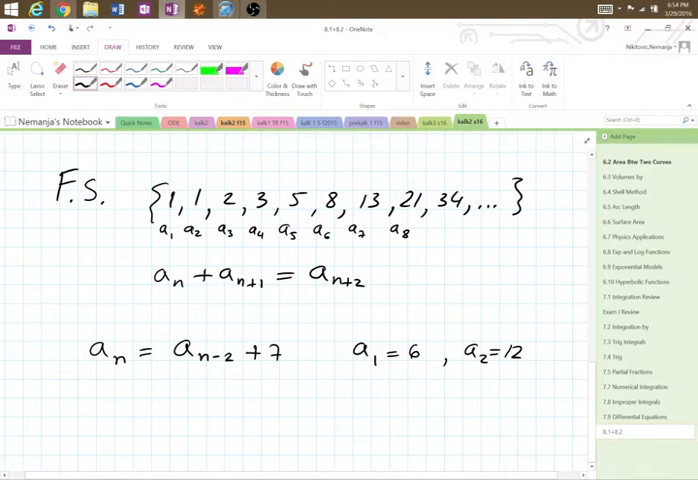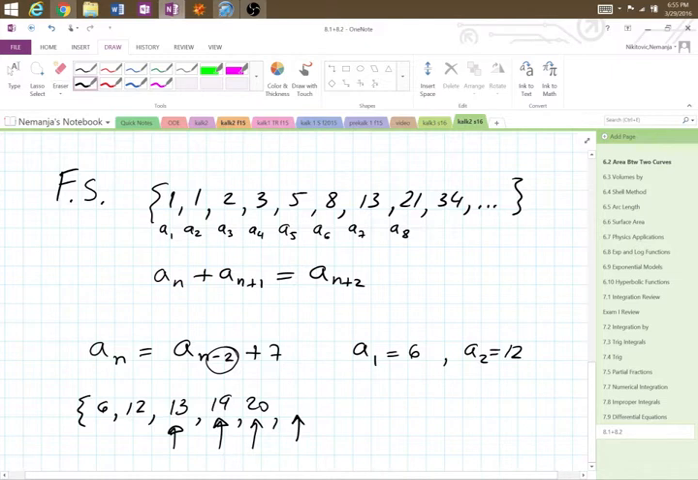Let's see how this works. So if I have my sequence now, it starts at, well, I gave you the 6 and 12. Those are the first two. And now what do you do? For an, you have to go two terms back. So now you're here, right? This is the next one. So you have to go two terms before, which is 6, and add 7 to it. So this is 13. For this position, you have to go two terms before, which is 12, plus 7 is 19. For this position, you have to go two terms before, which is 13, plus 7 is 20. For this position, you have to go two terms before, which is 19, plus 7 is 26. And you can go forever from there.